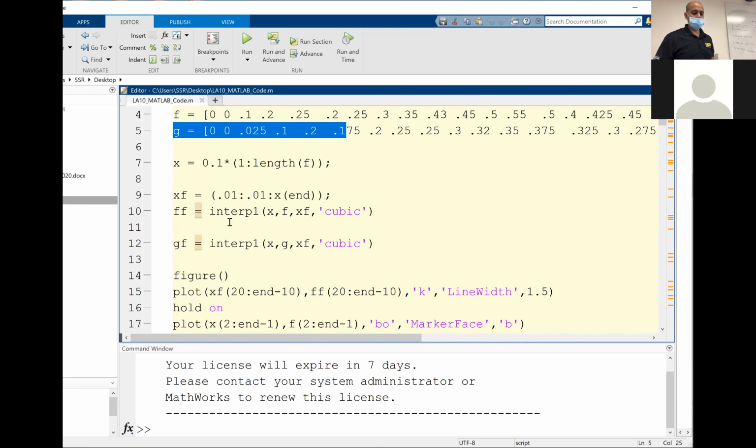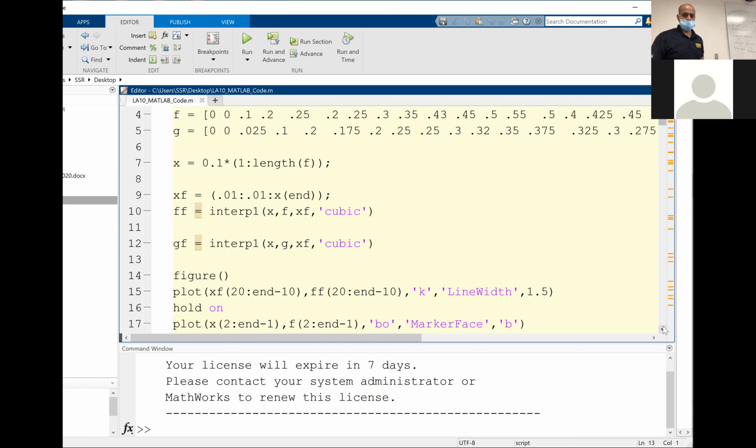And what I'm going to do is, I'm actually thinking about f as a discrete set of points, and g as a discrete set of points. First, I'm going to plot those discrete points and perform some sort of interpolation. The purpose of that interpolation is to get a smooth curve from those discrete points. So ff and gf is the interpolation.